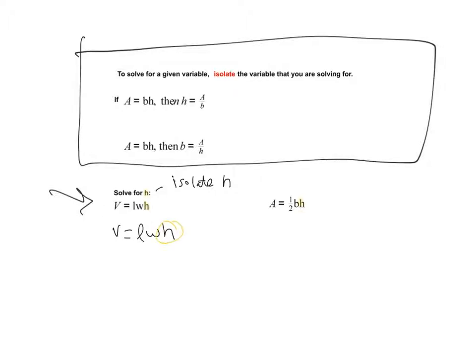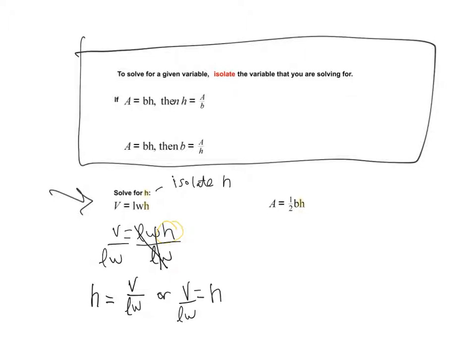Well, I need to get rid of, or divide both sides by, length and width. So I'm going to, in one step, divide by LW and divide by LW. These cancel out, and I'm left with H equals, right, height equals volume divided by the length times the width. Or you can have it in the original order, V over length times width is equal to H.